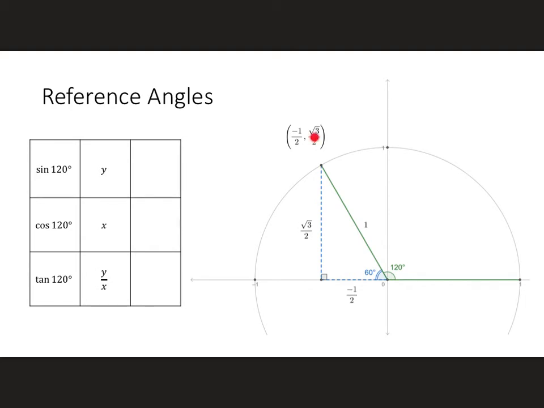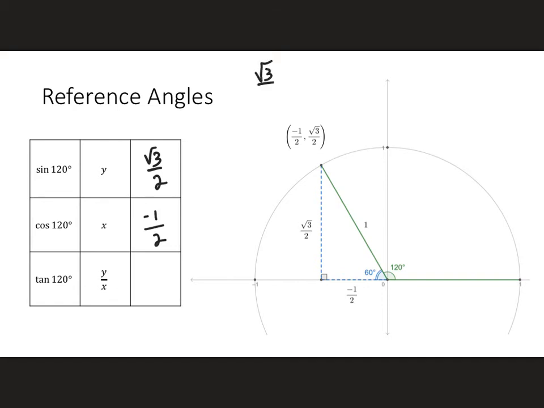So the y-coordinate of our endpoint is still the opposite side from our reference angle, and that will be the square root of 3 over 2. The x value of our endpoint should be our cosine of 120, and that is also the adjacent side. It is negative 1 over 2. And finally, the tangent of 120 is y over x, or the square root of 3 over 2 divided by negative 1/2. So we're going to have to do a little bit of math for that.